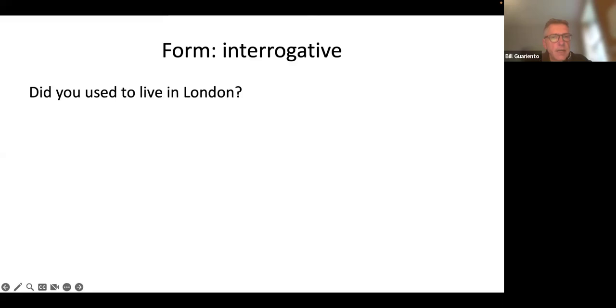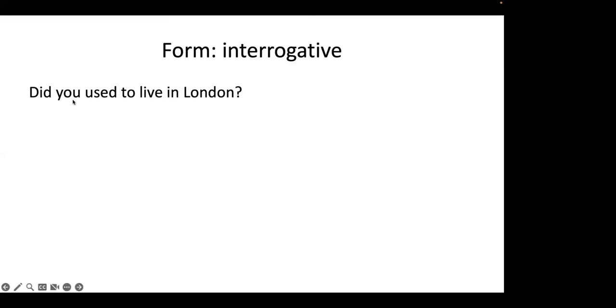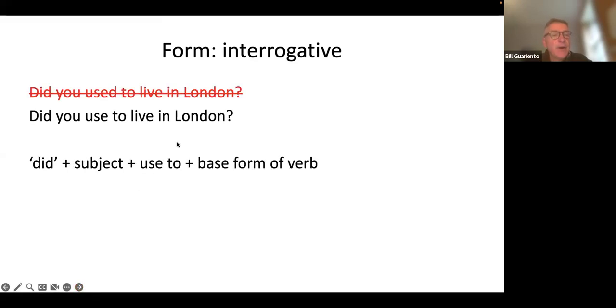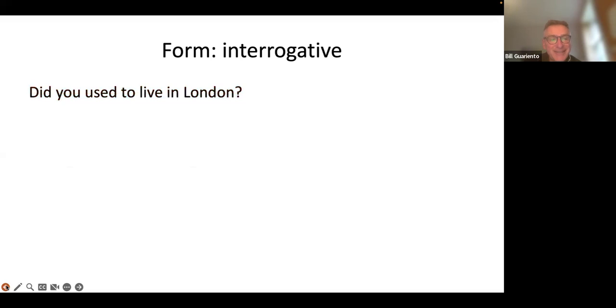Oh, there's a mistake here. Yes, dear, it's supposed to be used to without the ed. Well done. Okay, so how do we make it? Did plus subject plus used to plus the base form of the verb. Okay. When I taught this lesson to my students 2 weeks ago, they never saw the problem with did you used to, okay? Because your grammar is much better than British students' grammar.